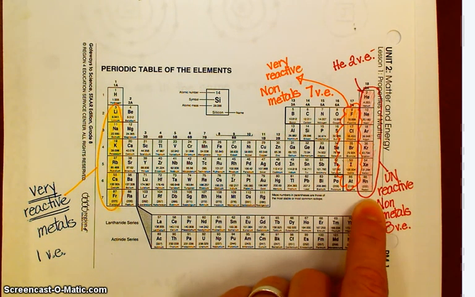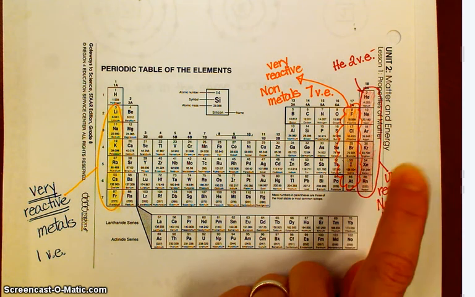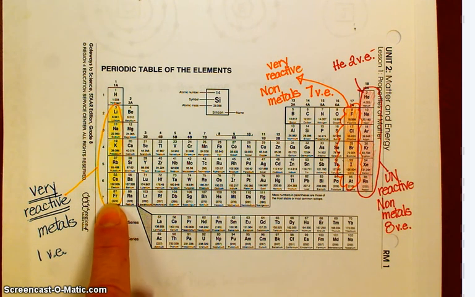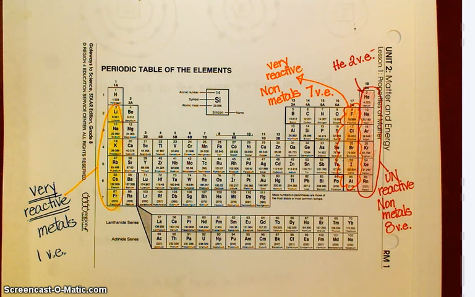Next door to them are your very unreactive nonmetals, the noble gases. So you've got the noble gases, you've got the halogens, very reactive nonmetals, and then over here you have your most reactive metals, just a reminder. And that's going to help you answer one of the questions.